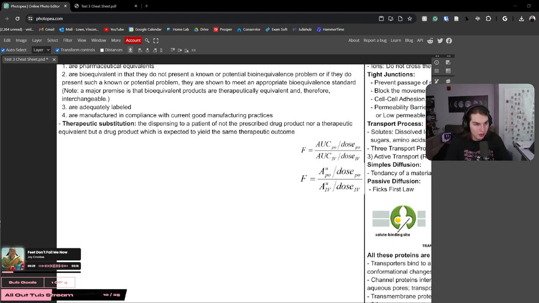Basis for determining bioequivalence. Bioequivalence is established in the in vivo... You know, I'll do that. I'll include that, chat, just because I think it's an important part.